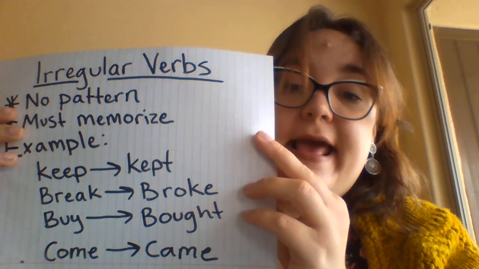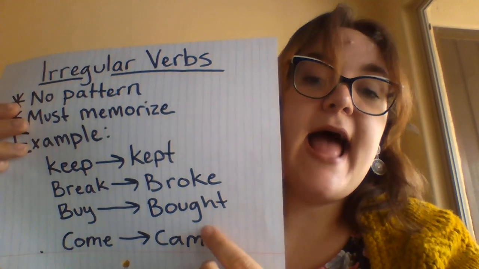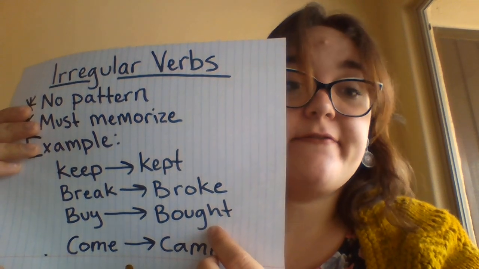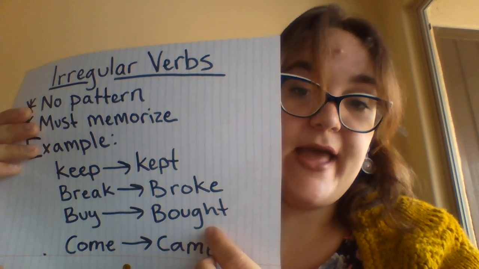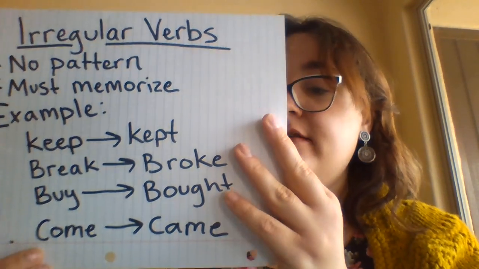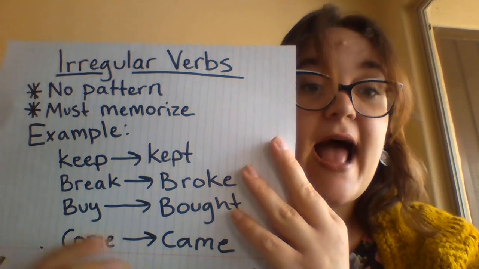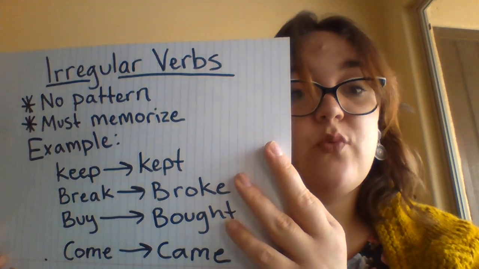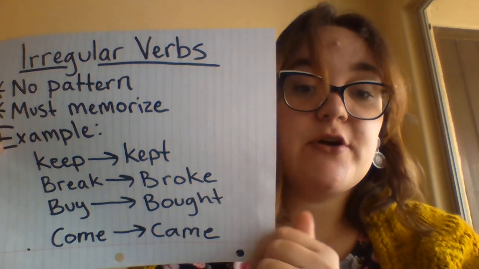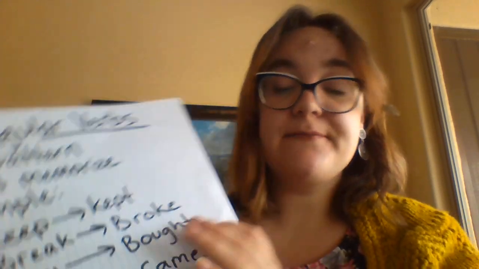What about buy? I like to buy candy. I went to the store and I bought candy. Once again, this is very different from any of the other ones we have looked at, okay? There's no pattern here. You just have to memorize. And finally, come. Come becomes came. I came to school this morning with my bicycle. Okay? As you can see, none of these verbs follow a simple pattern. These are all irregular verbs.